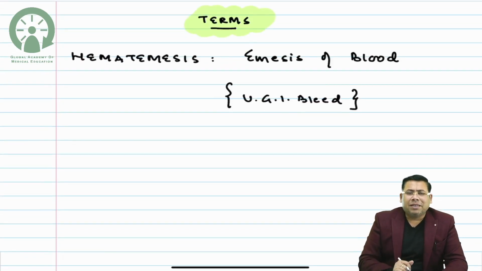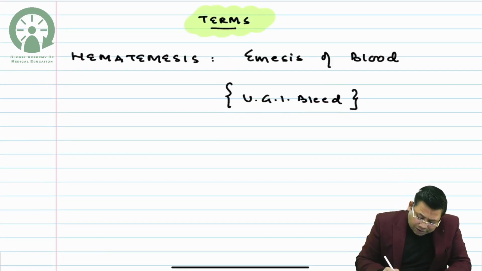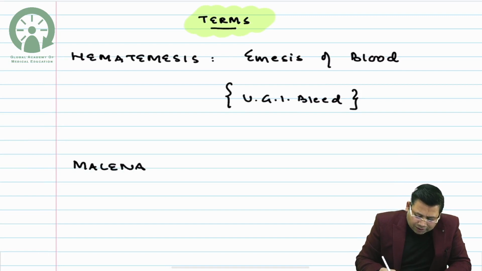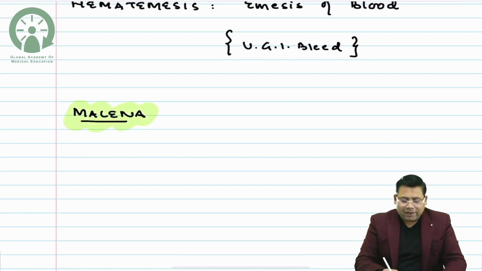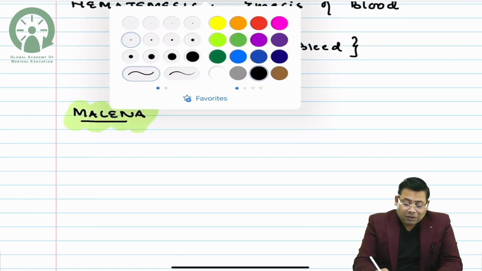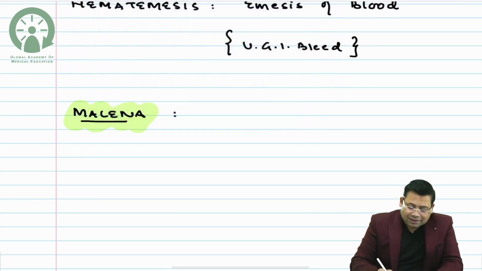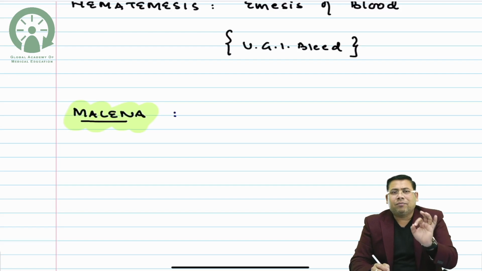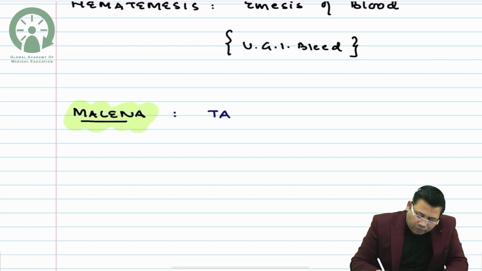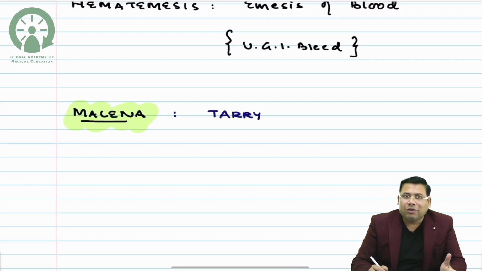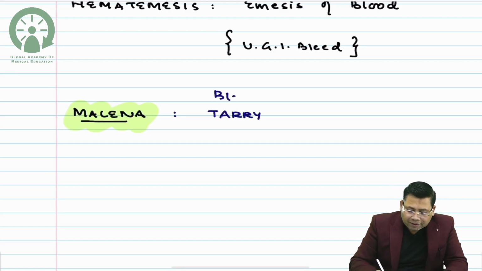The next concept is melena. Most of us know what melena is, but despite that we don't completely understand the concept of melena. So what is melena? It's a classical terminology for black colored stool? No, it should be tarry. What do you mean by tarry, students? Like coal tar. So black, tarry, foul smelling stool.